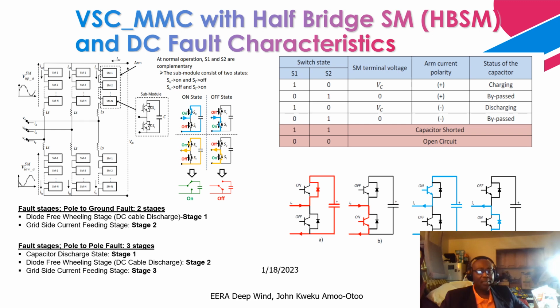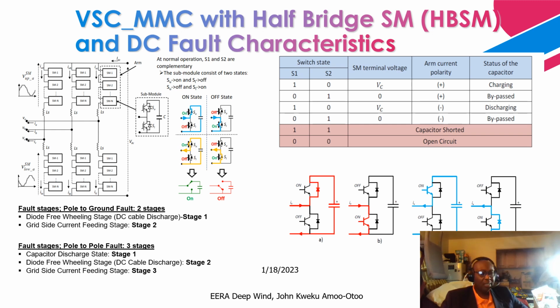Next up is a slide on the voltage source converter, the MMC with a half bridge submodule. Basically, a schematic of it that shows all the different switching states we have. So we have four switching states. Now let's talk about the DC fault characteristics.